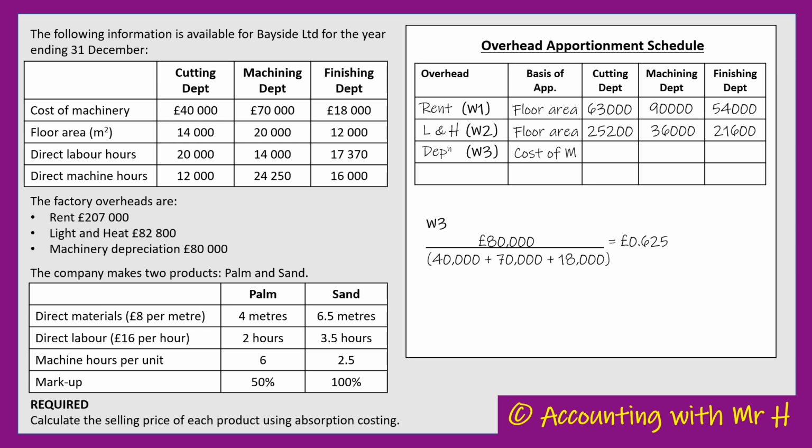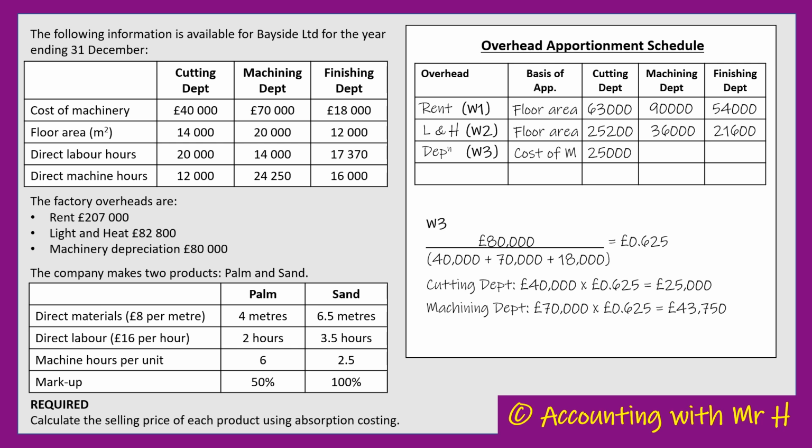So the cutting department, the cost of the machinery in the cutting department is £40,000. So 40,000 times 62.5p, 25,000. So let's put that there. There we go. And then same for machining department, and same for the last one, the finishing department, £11,250.